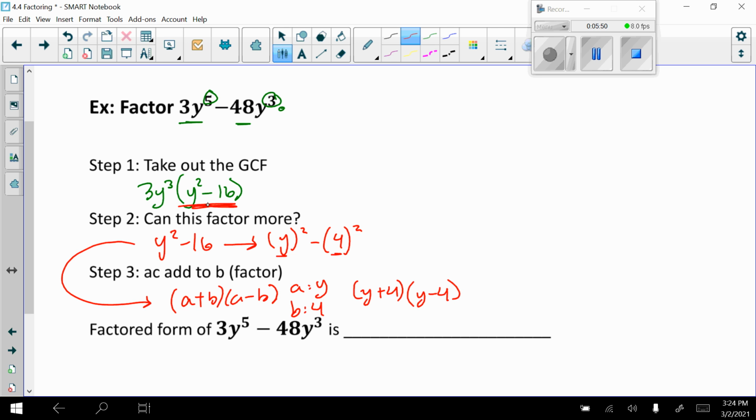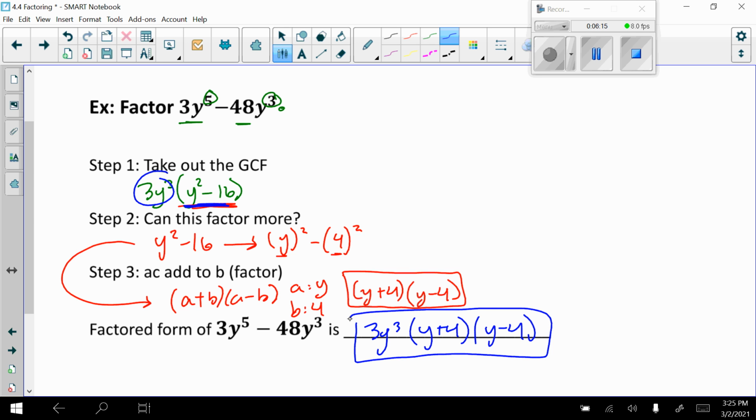Okay, so y squared minus 16 can factor to become this piece down here. So my final factored form, remember that is the GCF that I took out at the beginning, 3y cubed, times what this thing in the parentheses ended up being once I factored it, which is y plus 4 times y minus 4. And this is going to be my final factored form.